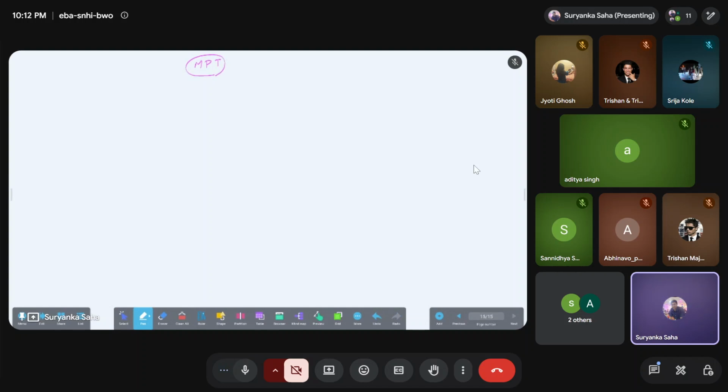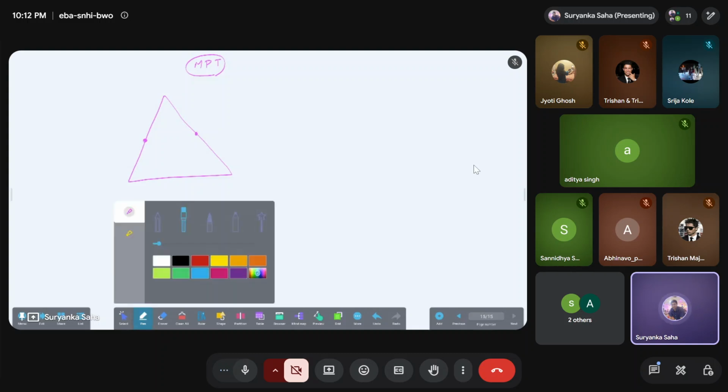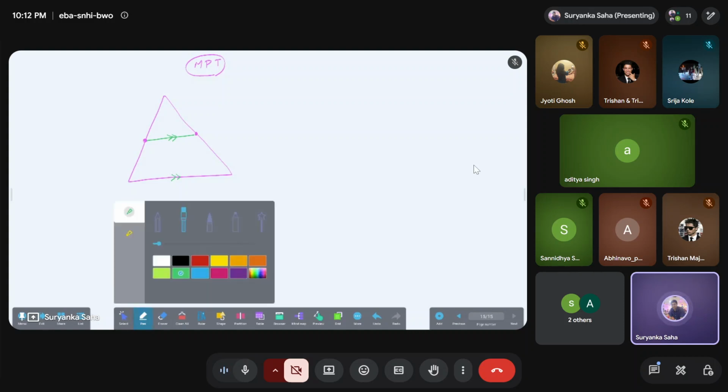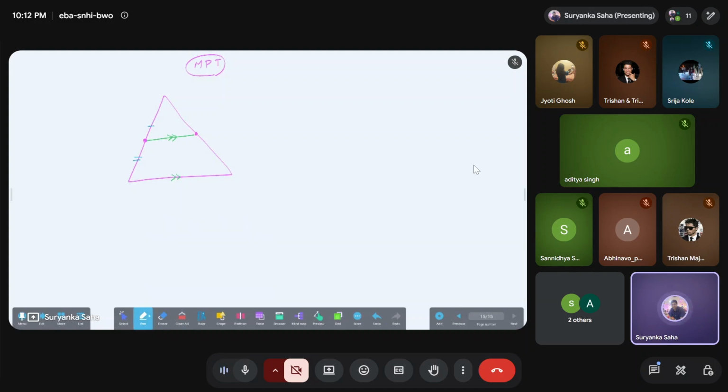What is it? If there is a triangle like this, and if these are the midpoints of the two sides of the triangle, if you join these midpoints, then this will be parallel to the base of the triangle. That is the theorem. If you join the midpoints, it will be parallel to the base, and this will be half of the base.